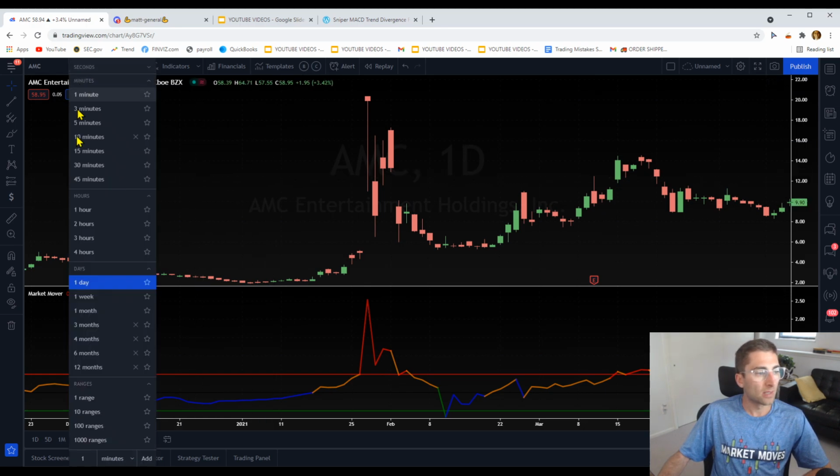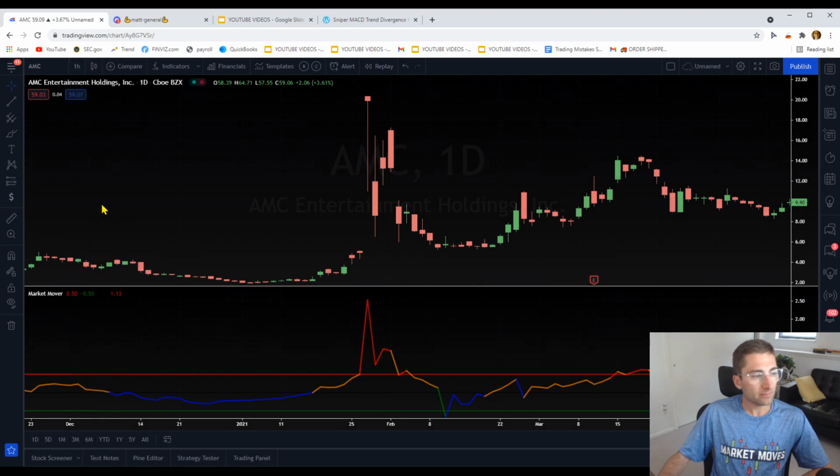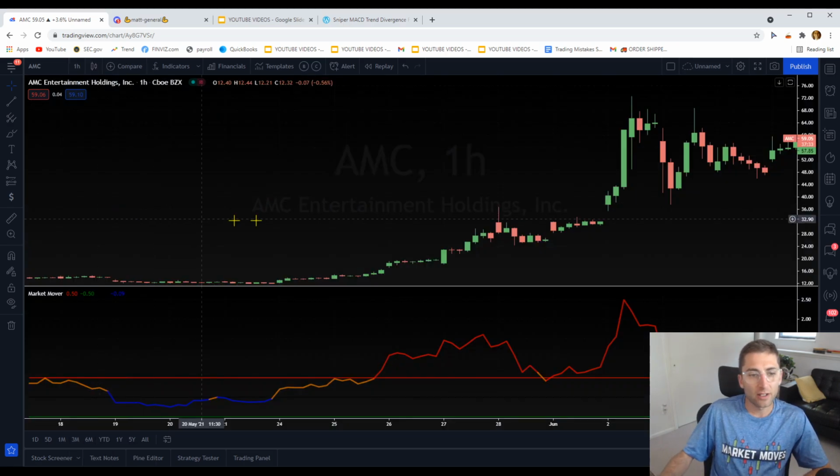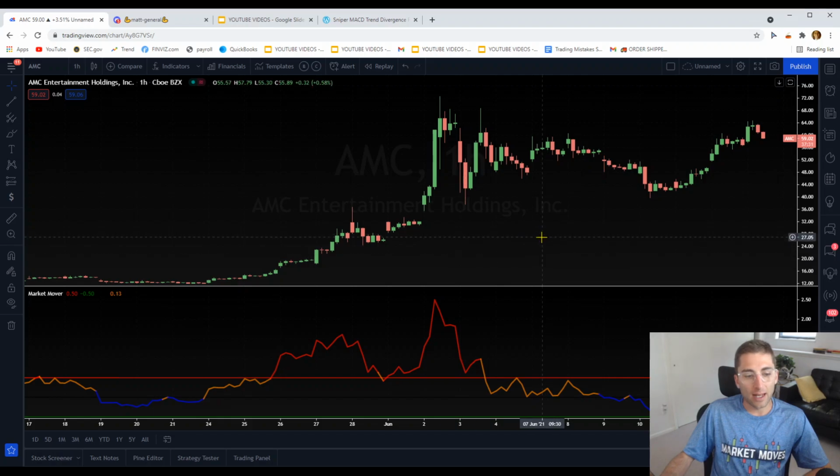We'll scale down. So what I'm going to do now is scale down to what a swing trader would look at. If you swing trade or day trade, you're probably looking at the hourly chart to the 4-hour chart. So if you're in a trade for more than 3 hours, you're probably looking at the hourly chart.